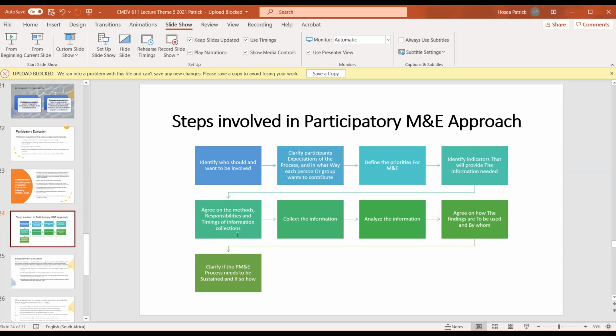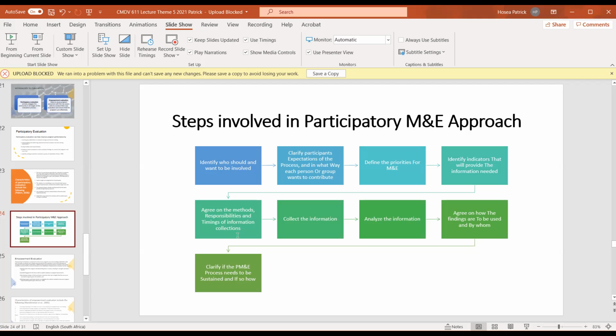In that space, we need to agree on the method, we need to agree on the time, we need to agree on who is responsible for what, right? So all this needs to be agreed upon. Who is reporting? Who are we reporting to? That has to be agreed upon. And then we move to the collection of information. Once information is collected, the natural trend is to analyze that information. And once analysis is done, we also need to agree on how the information will be used.